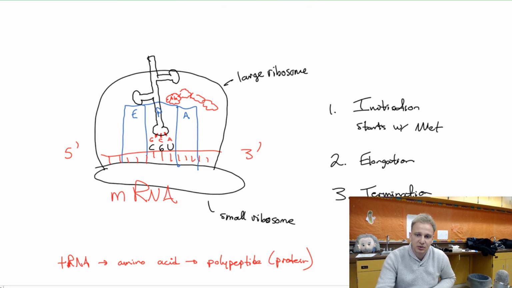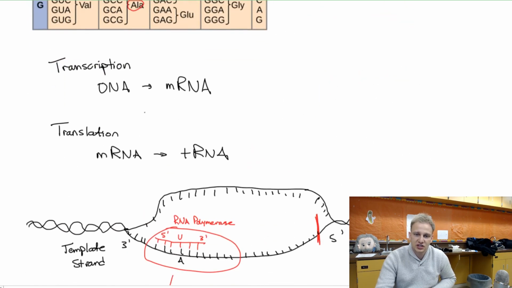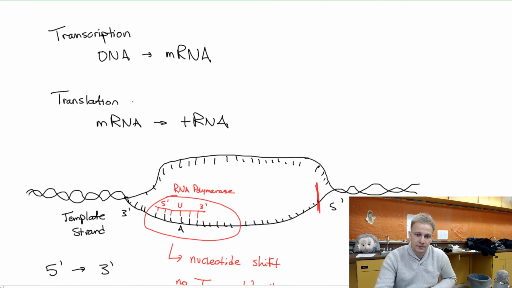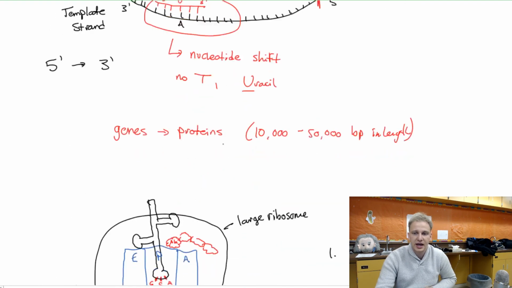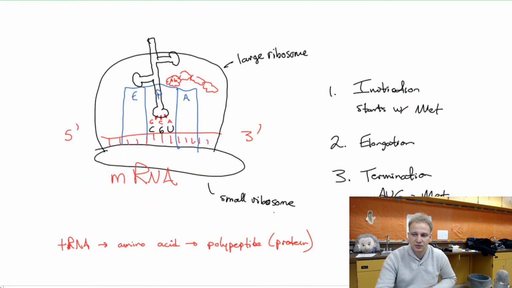And so this is the process of transcription and translation. We start off with transcription, going from DNA to mRNA, and then we have translation from mRNA to tRNA through 2 different processes here.